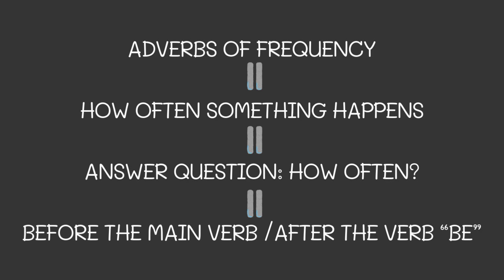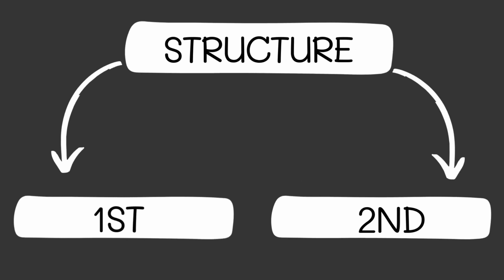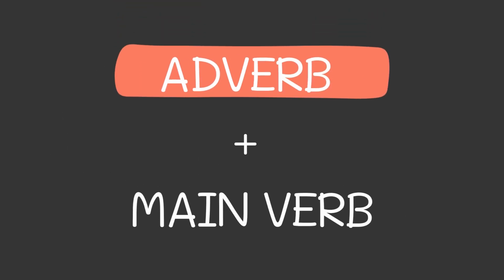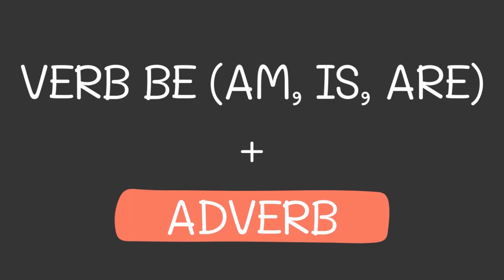These adverbs usually go before the main verb or after the verb, be. We usually use them in two ways. The first is, we put the adverb before the main verb. The second is, we put the adverb after the verb, be, like am, is, are.